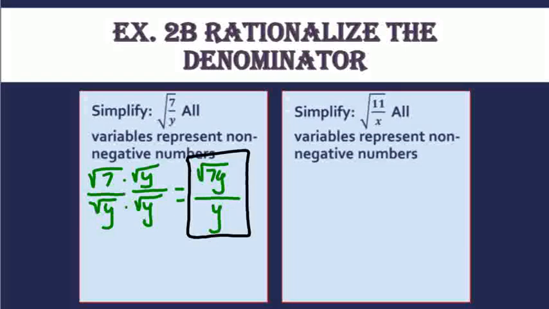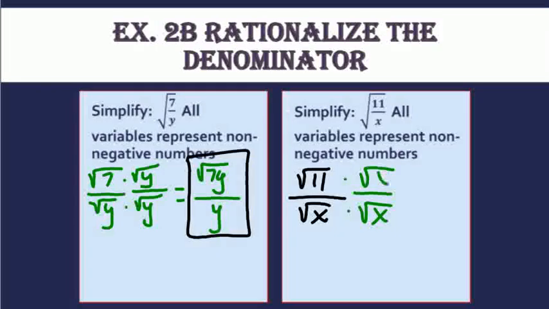The next one, simplify square root of 11 over x. Rewrite this as square root of 11 over a square root of x. Get rid of the radical in the denominator. I multiply it by square root of x times the square root of x in the numerator. That gives us an answer of the square root of 11x over x. And this would be our answer.